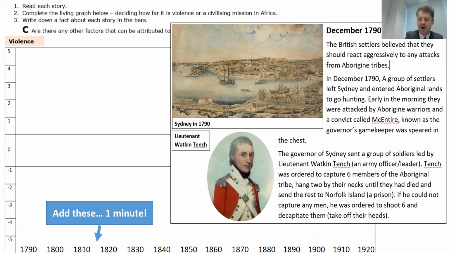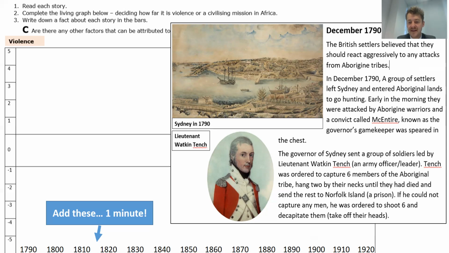So I'm going to go to my column for 1790, and I'm going to put it at around a 5, I would say. So I'm going to write: Lieutenant Watkin Tench captures men and kills 6, at least 6, and decapitates them. Something like that, to sort of summarize that story about why it's so bad. So that's what I want you to be doing.